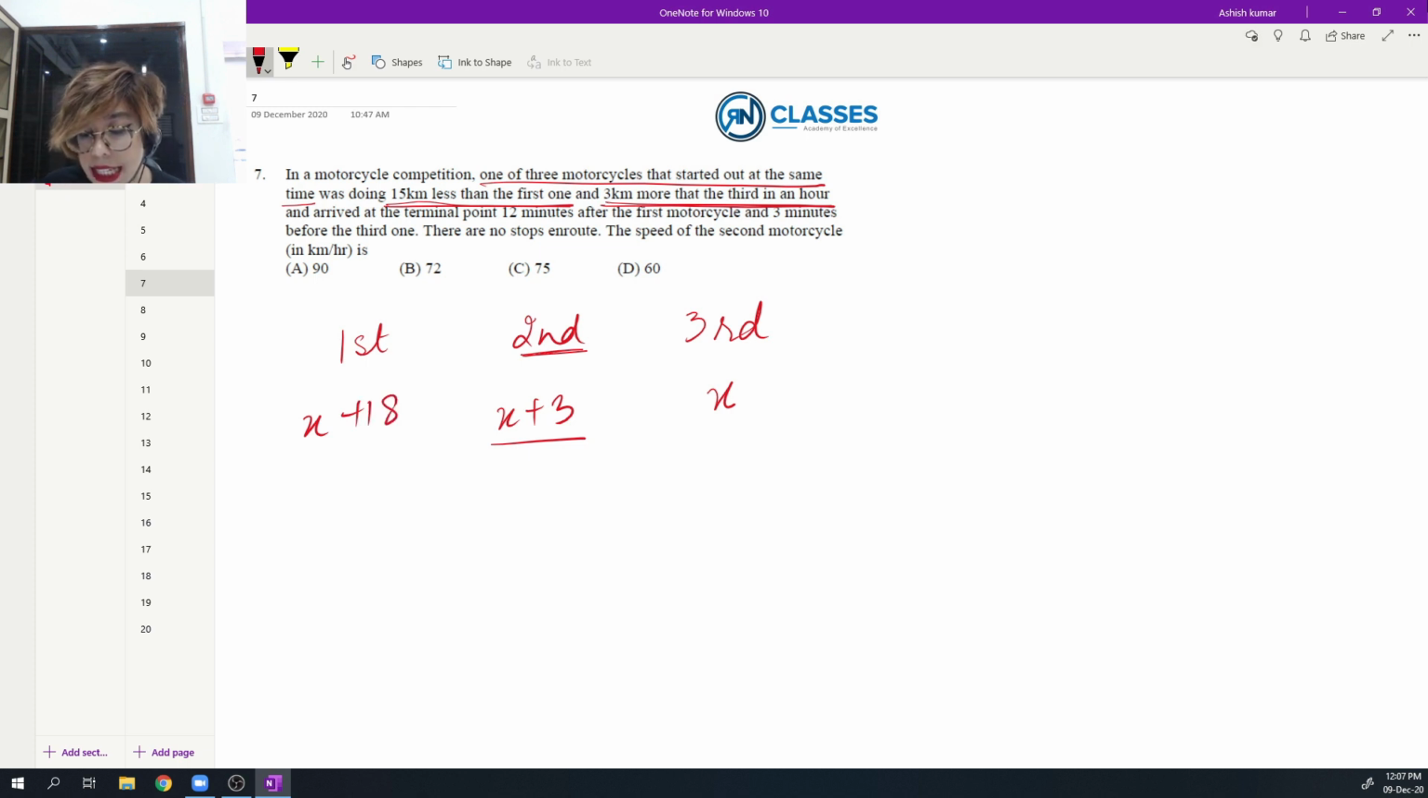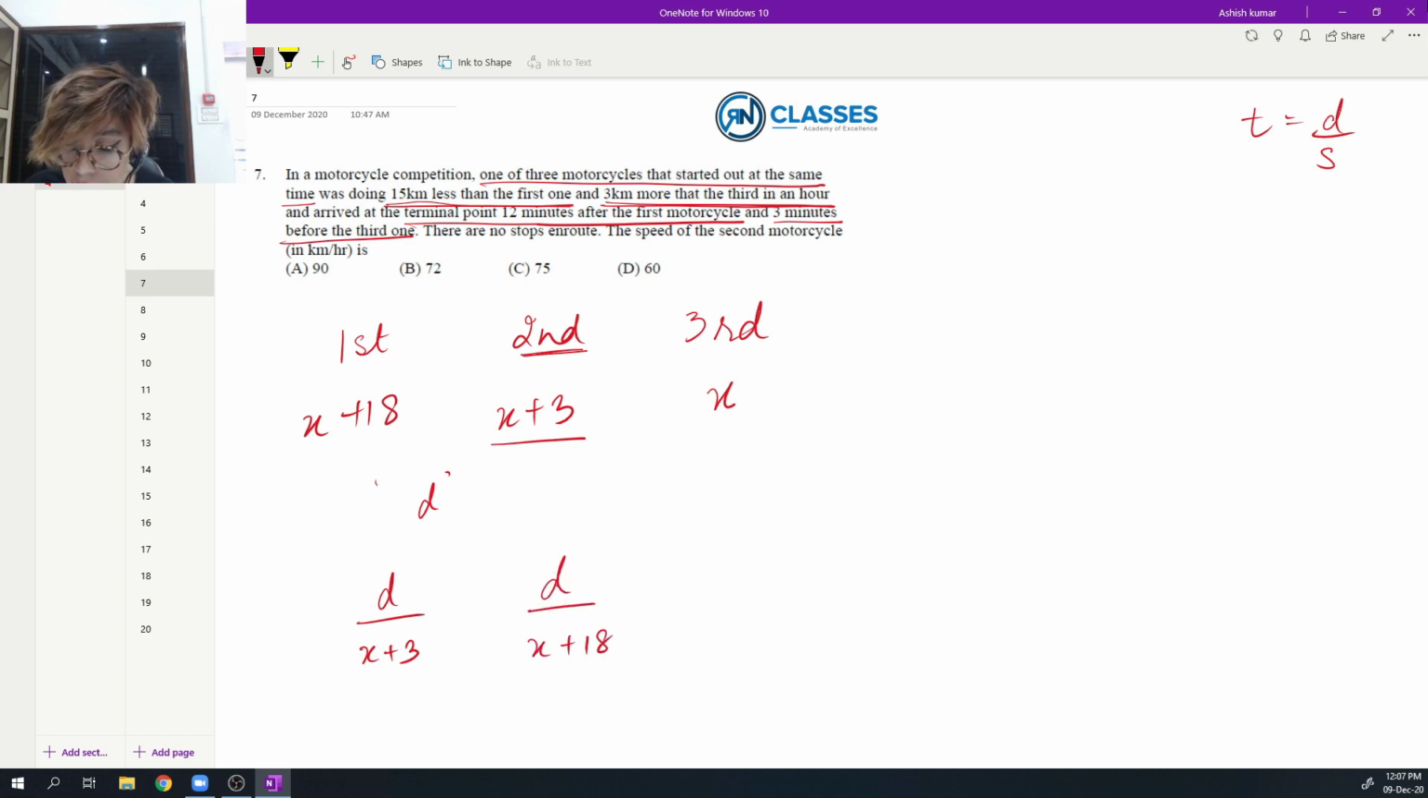Alright. And he says arrived at the terminal point 12 minutes after the first motorcycle and 3 minutes before the third one. So time pe condition hai. Now I know that time is equal to distance by speed, right? But in this case I don't know the distance. So let the distance be d. टाइम निकाल लेते हैं. अब सेकंड वाले को कितना टाइम लगेगा? d डिवाइड बाय x प्लस 3, राइट? एंड फर्स्ट वाले को कितना टाइम लगेगा? d डिवाइड बाय x प्लस 18. Now he says it arrived at terminal point 12 minutes after the first motorcycle. So that means the difference between their time is 12. So d/(x+3) minus d/(x+18) is equal to 12.